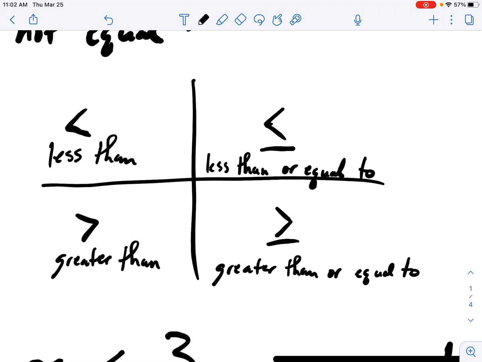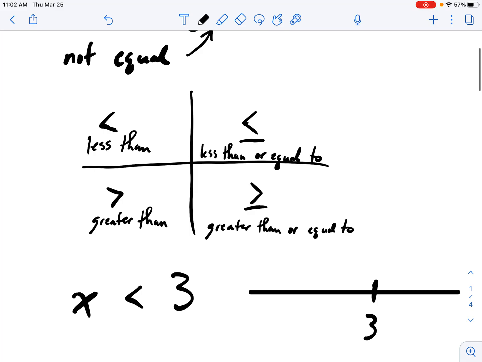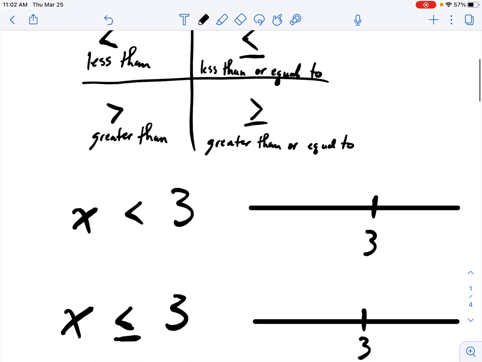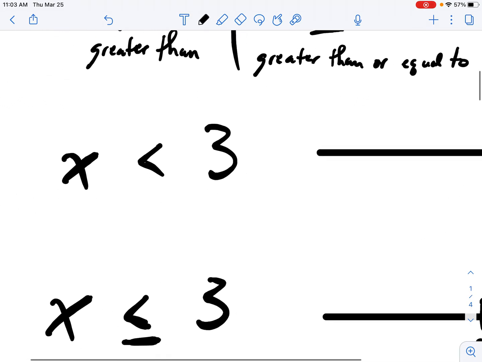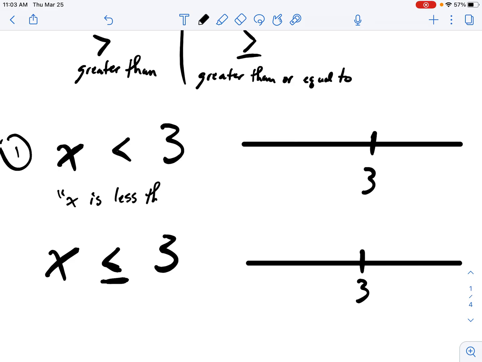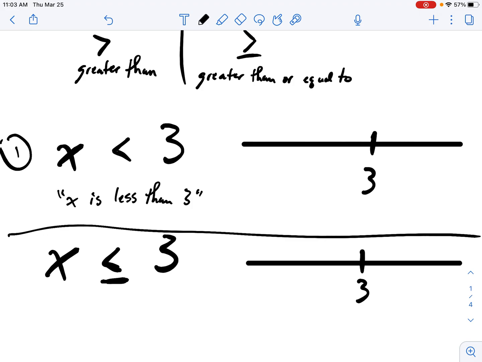So these are symbols you just have to know. I wish I could tell you something nice about what these are, but really you just need to memorize them. You need to know what these symbols are. It's part of reading in algebra, okay? So let's start with this first one, x is less than 3. Let's translate this: x is less than 3. That's literally what that means, okay?